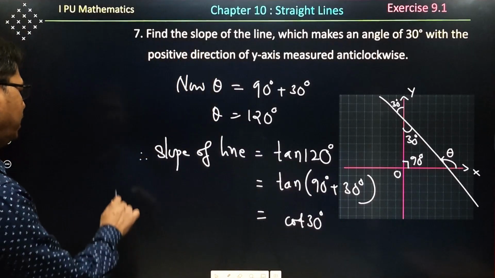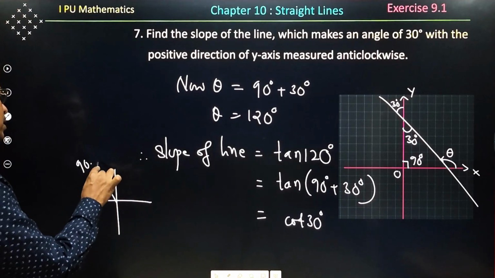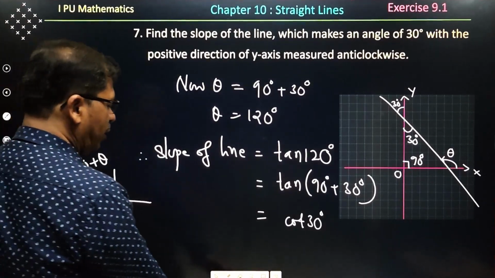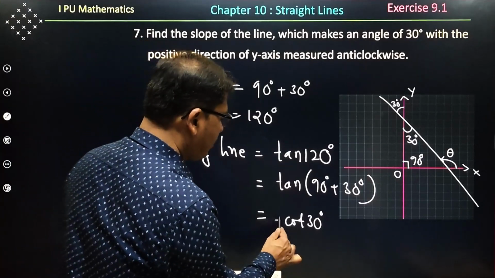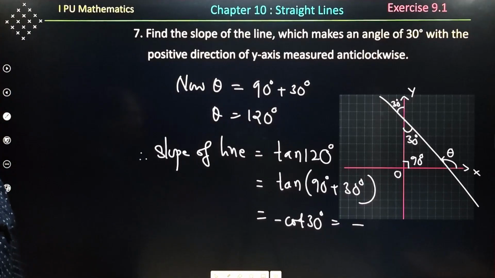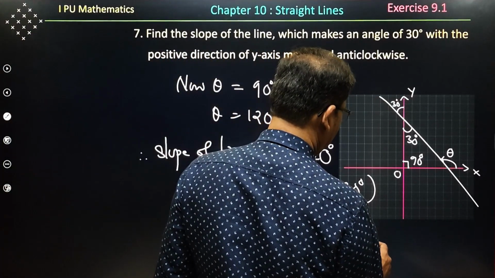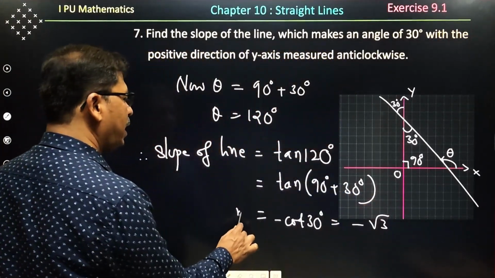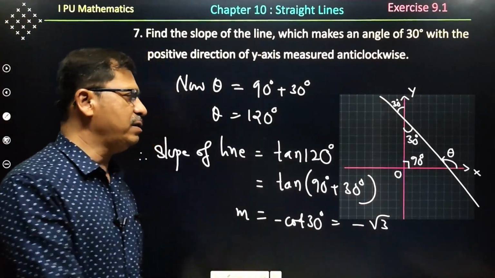What about sign? ASTC rule. This is 90 plus theta. 90 plus theta comes in second quadrant. In second quadrant, tan ratio is positive or negative? Negative. So, this is minus. So, cot 30 value. Value of cot 30 is root 3. So, the value of the slope of the line M is equal to minus root 3. This is the answer here.